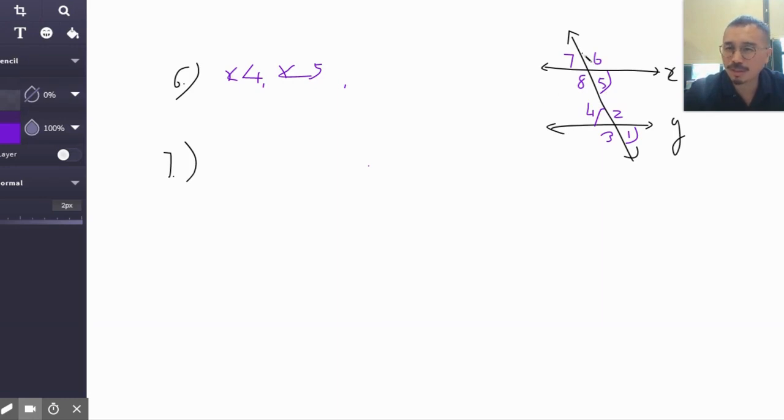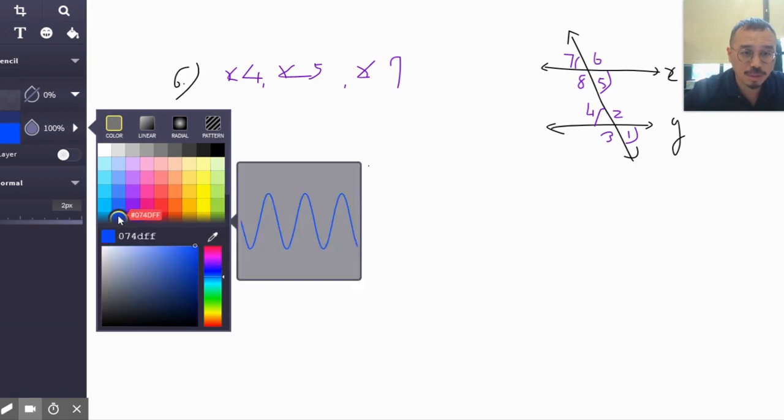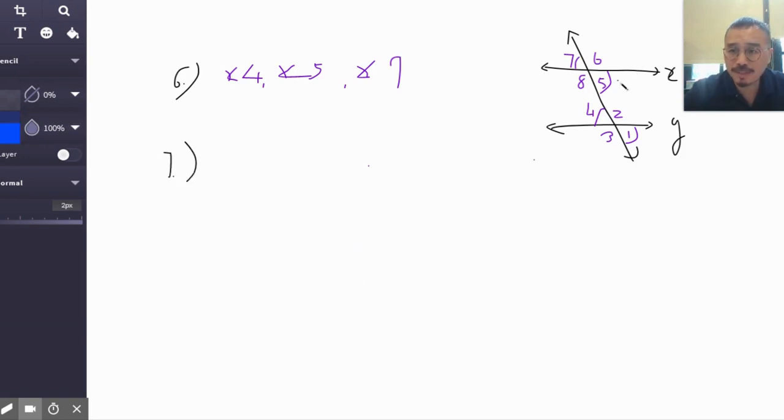Okay, what else? Yep, angle 5 and 7. Now you can look at angle 1 and 7 too, but angle 5 and 7, they're vertical again. So that answers the first question. Now the second question says, if angle 5 is 67 degrees, I'm going to use blue. Angle 5 is 67 degrees.